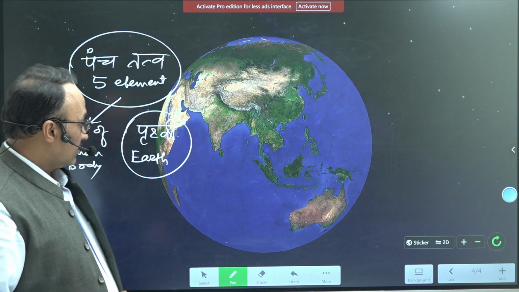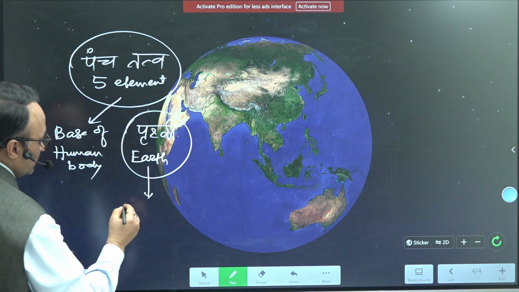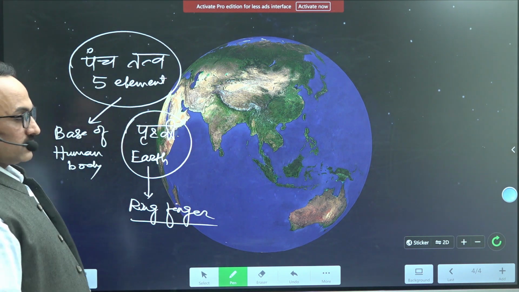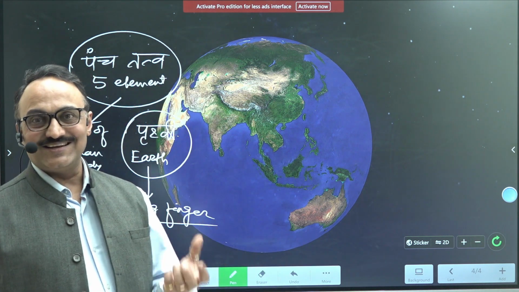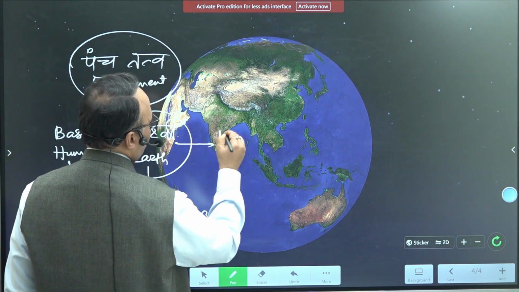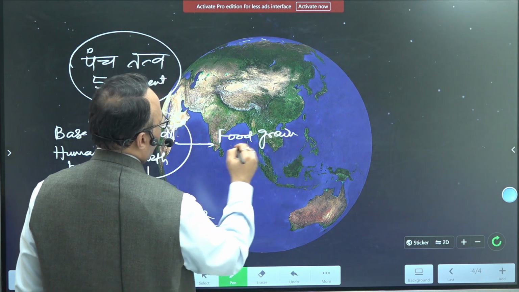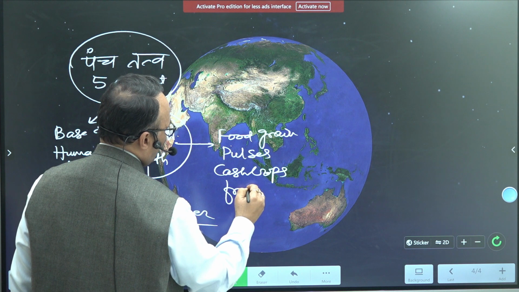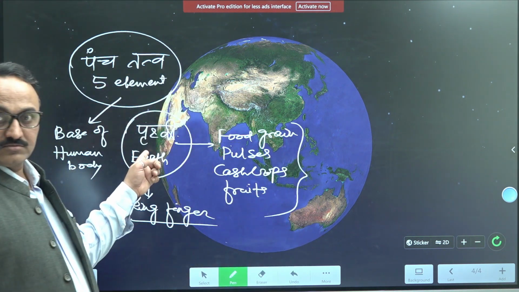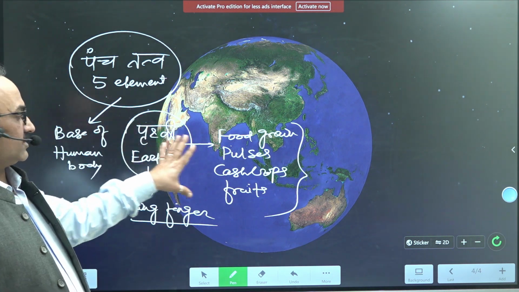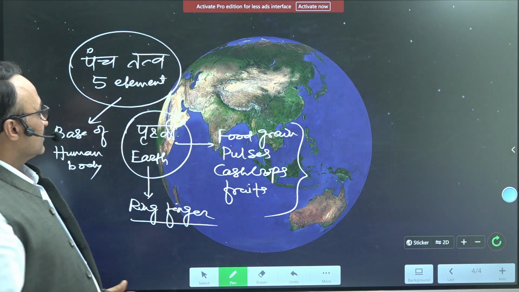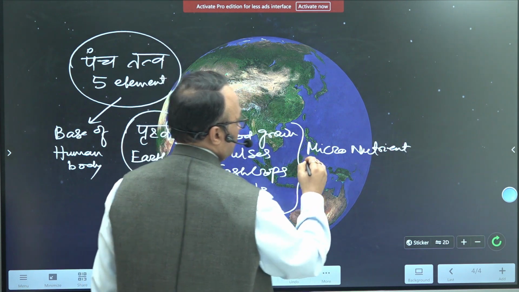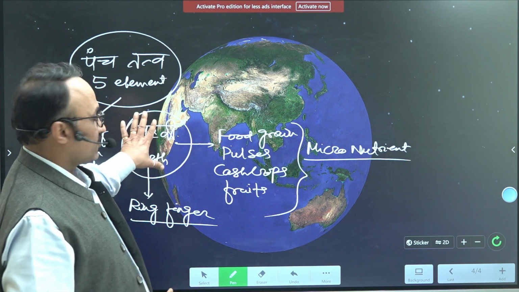How is it important in our life? It is represented through this ring finger. So this is the ring finger that represents it. All the food grain that we intake to generate energy is produced inside the earth. Food grain, pulses, cash crops, fruits, all those things that are produced inside the earth contain this Prithvi Tattva, the earth element, that we utilize for different purposes. All the micronutrients that are required for the maintenance of this body system are derived through earth.